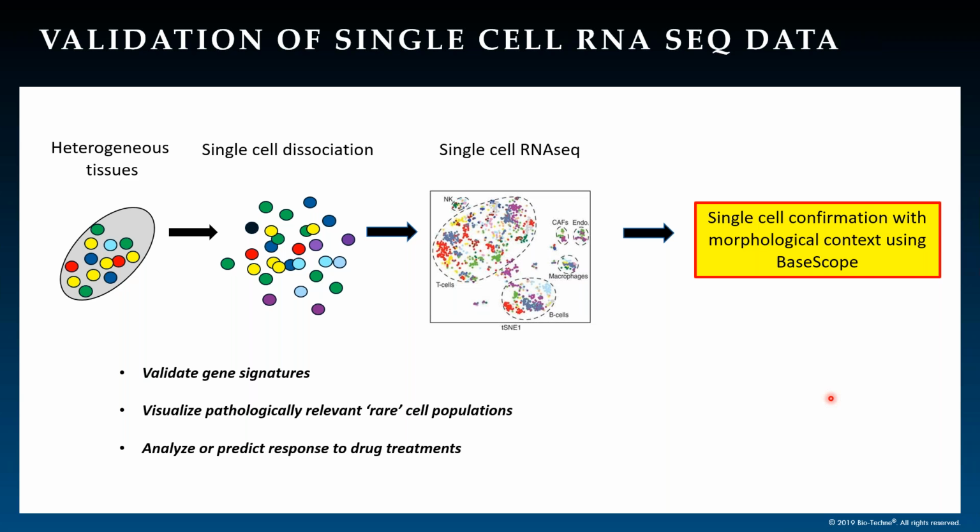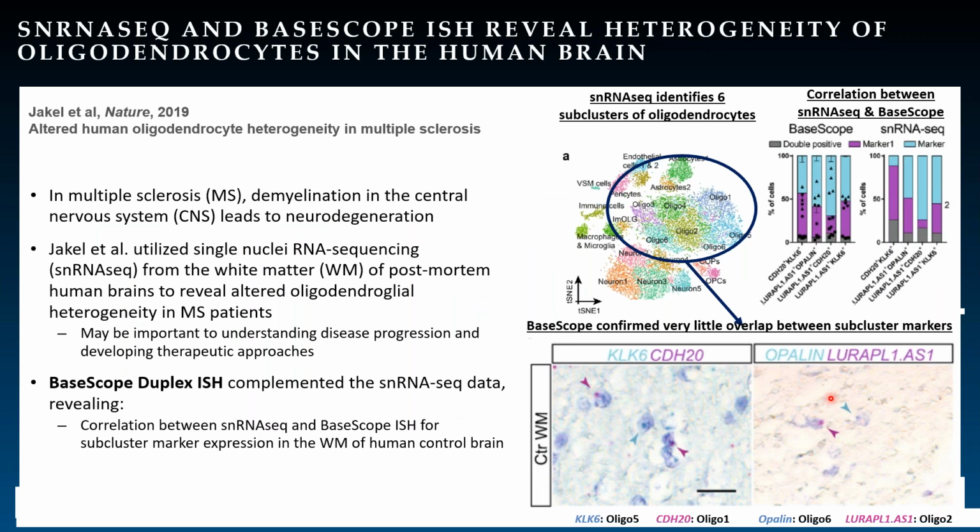And now I'm going to show you an example of how the BaseScope assay was used as a validation tool for single nuclear RNA sequencing in this particular paper. This paper published in Nature was studying MS, multiple sclerosis, and were trying to compare the differential expression of certain specific oligodendrocyte populations within the healthy brain and the MS brain post-mortem.